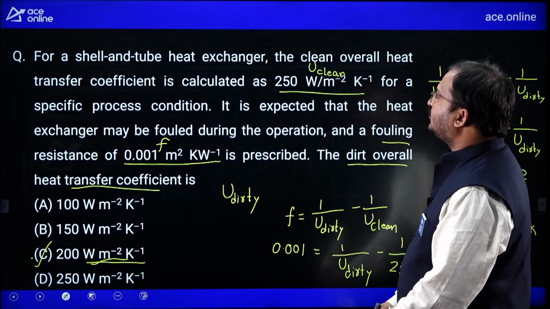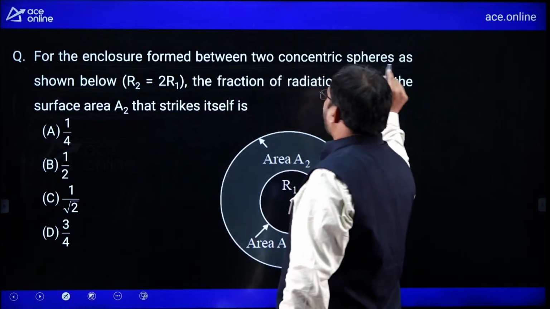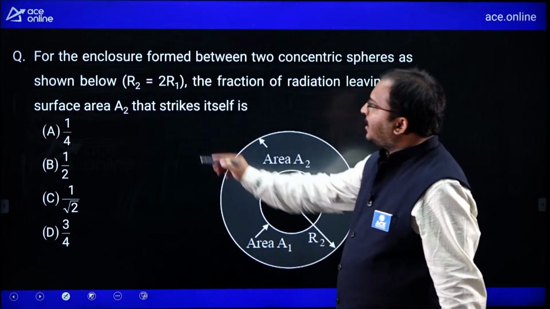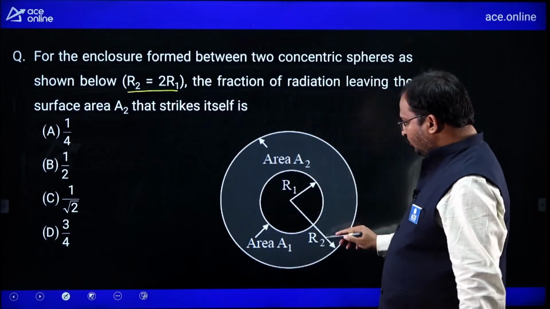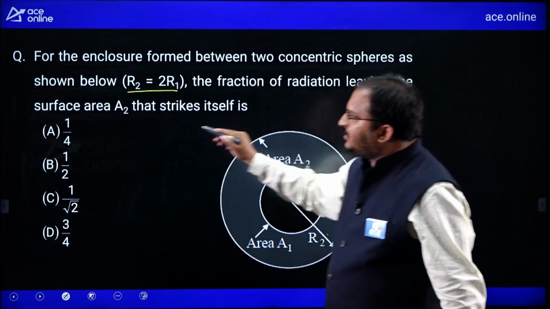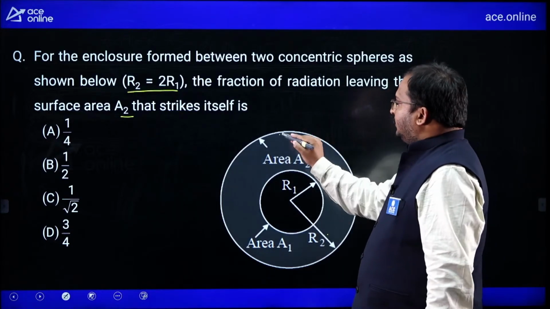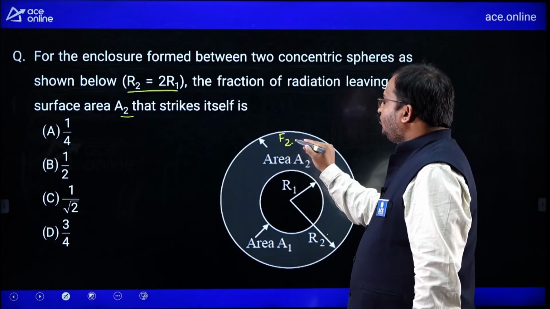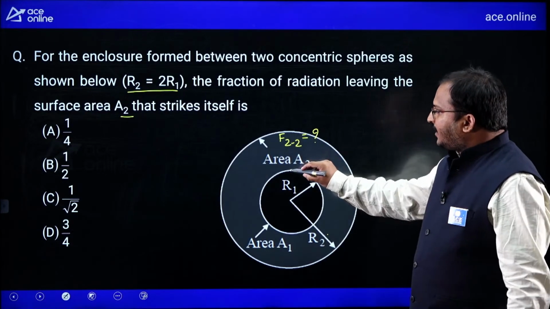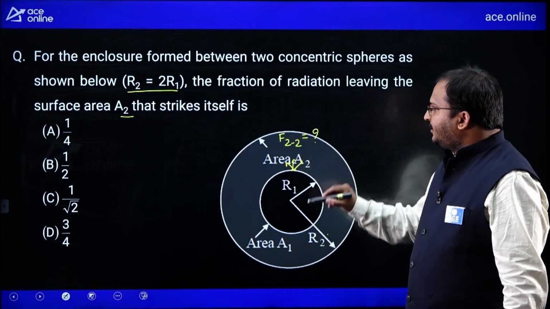Now let us go for the next question. Okay. So for the enclosure formed between two concentric spheres as shown below, this is the enclosure given. R2 is equal to 2R1. So outer radius is 2 times inner radius, that is what is given. The fraction of radiation leaving the surface area A2 that strikes itself. So he is asking us to determine the F22 value. So F22 is equal to how much? So the fraction of heat leaving the first surface and striking itself.